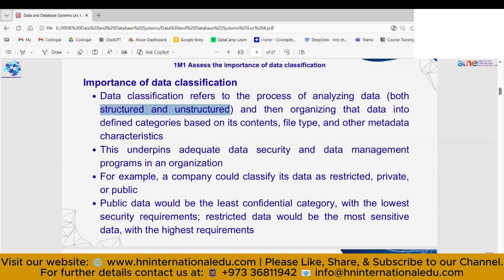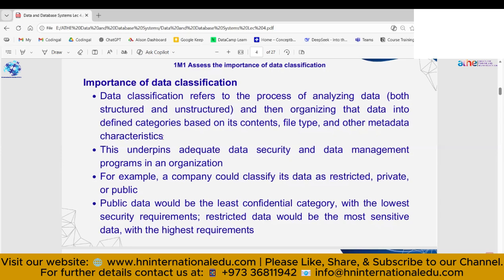Remember we discussed types of data, right? Semi-structured, structured, unstructured, and other types of data. So basically analyzing all of the data, whether it's structured or unstructured, and then organizing that data into defined categories, based on its contents, file type, and other metadata characteristics.